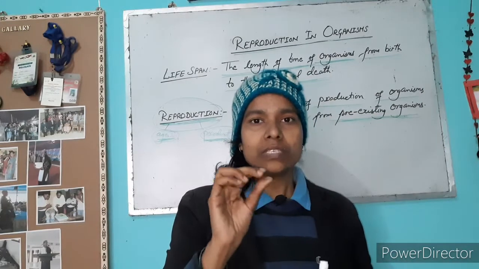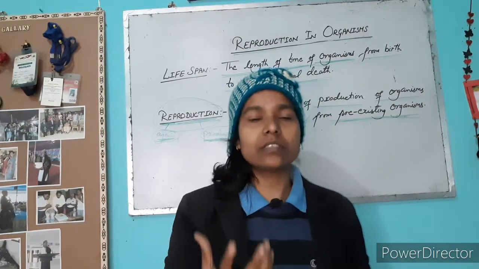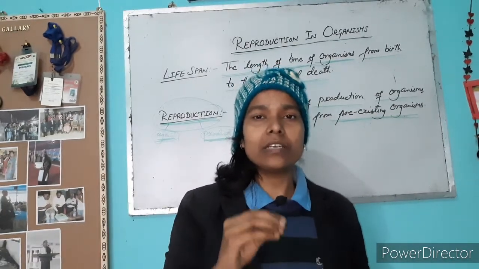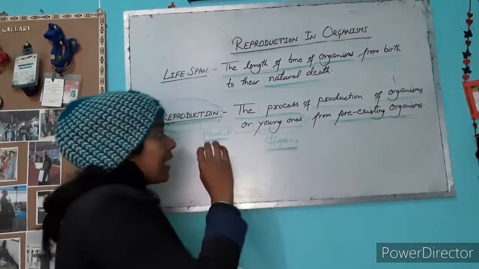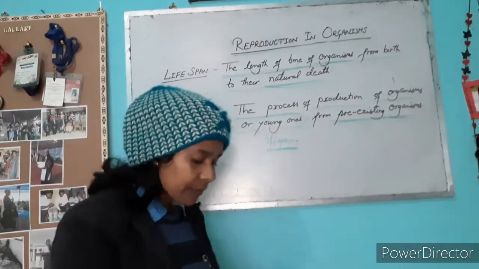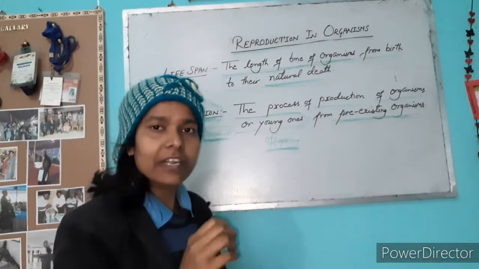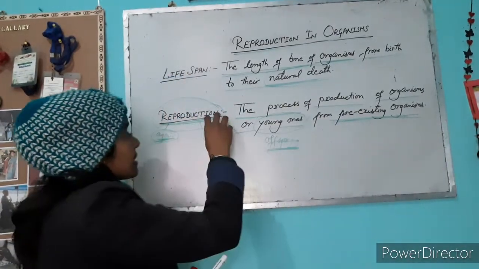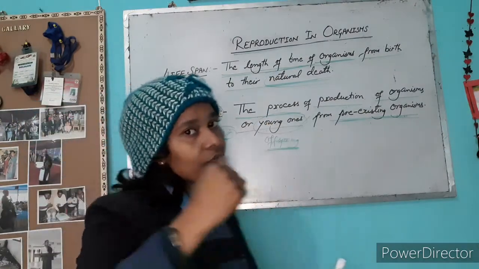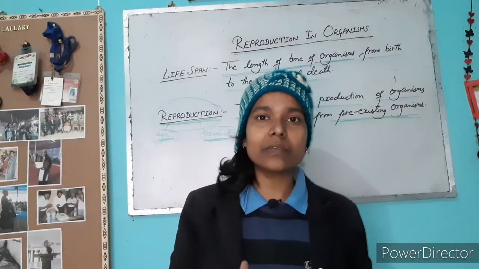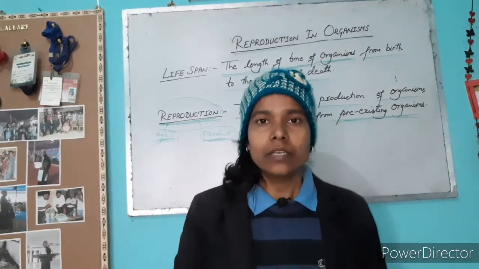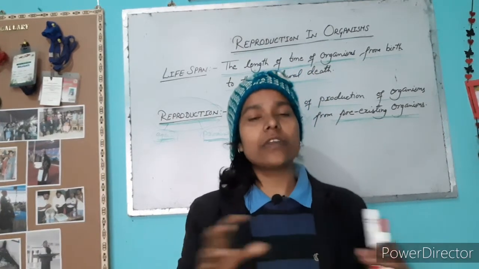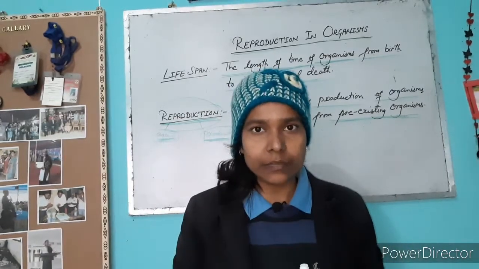Let me teach you something more about this chapter. This is the introduction chapter, so I will teach you the introduction matter only. If we talk about the reproduction types, okay, there are different kinds of reproduction. There are different kinds of organisms, so all the organisms can never reproduce by the same method. There are different methods for the particular organism.